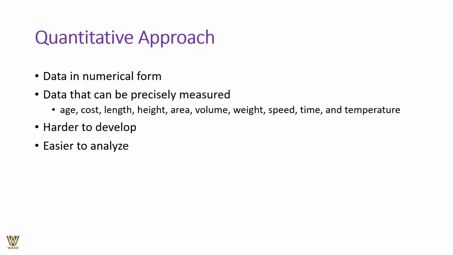The quantitative approach is when we are talking in terms of numbers, in terms of black and white data that will give you a clear-cut indication of what has been happening, what is the right method of doing it. Data can be precisely measured, for example cost, age, length, height, area. Everything can be depicted in numbers. It is harder to develop and easier to analyze. Quantitative data might be very difficult to collect, definitely difficult to populate, but probably easy to analyze.